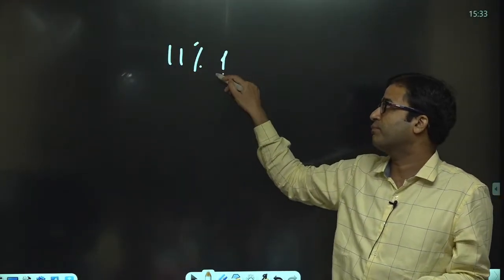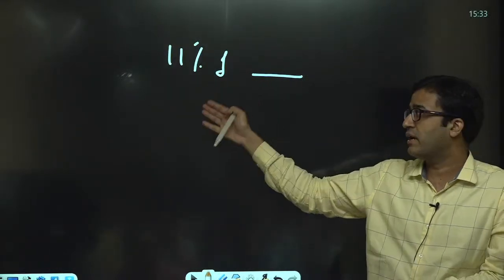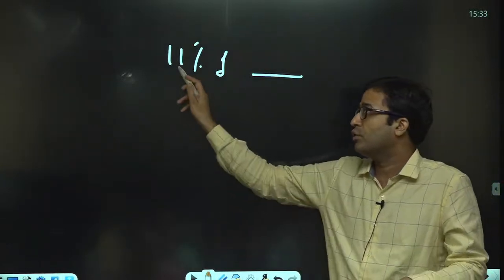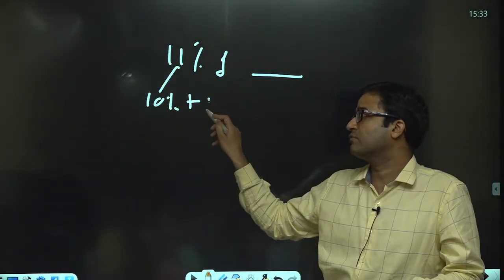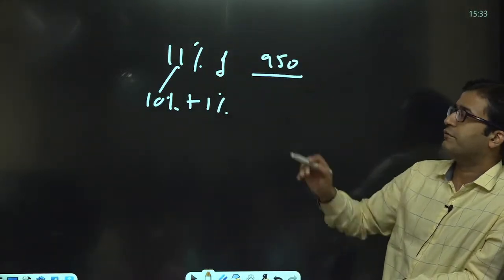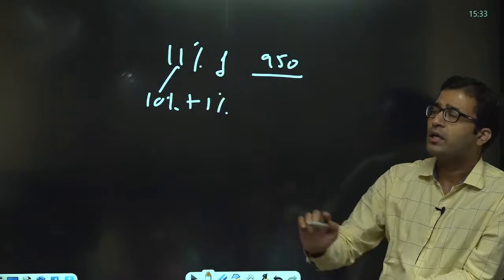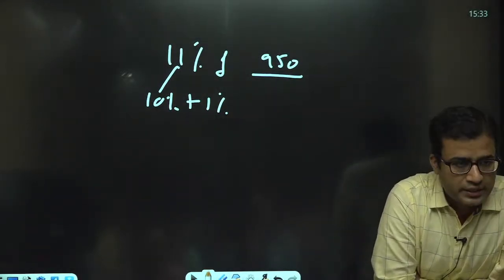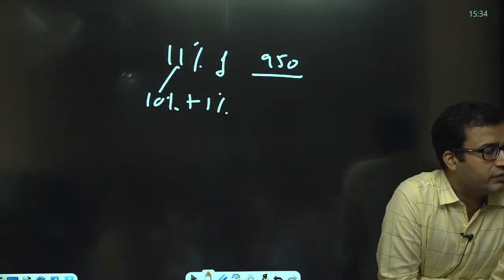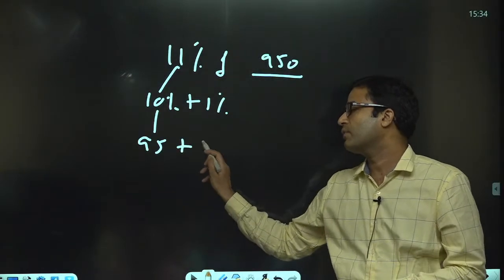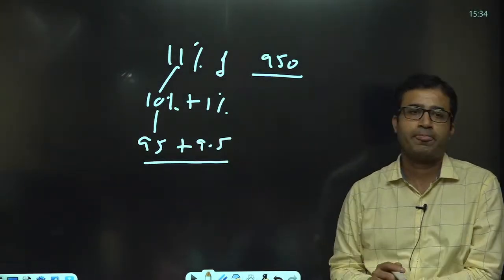Like if you have to do 11% of something, either you can say 11 by 10 into something, so here multiplication. But you can do one more thing, 10% plus 1%. जैसे मैंने पूछ लिया what is 11% of 950. Just think, don't write. Tell me if total value is 950, what is 10% of that? 95. If 10% is 95, what is 1%? 9.5. तो आप लिखो 95 plus 9.5, खत्म.